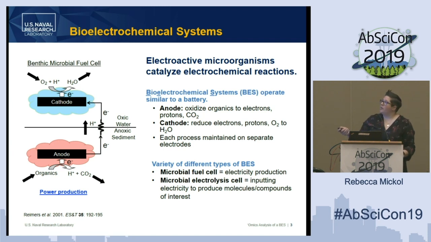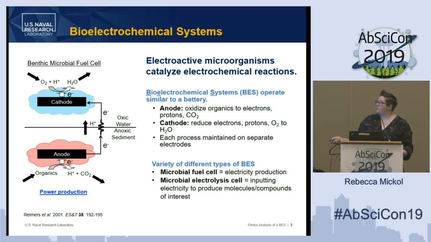And so here I have a benthic microbial fuel cell, benthic meaning at the bottom of the ocean or a river. And typically we have one electrode that's in the sediment, and at this electrode microorganisms are capable of oxidizing organics, and those electrons are pushed onto that electrode. The electrons can move through the system to another electrode in the overlying seawater. And here, other microorganisms are capable of utilizing those electrons for reduction reactions.